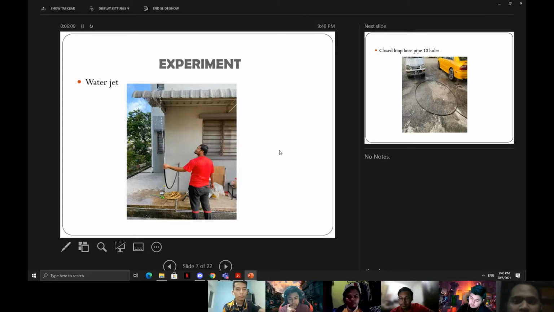For the first experiment, the water jet, we only measure the flow rate and the pressure of the water by closing a little bit at the end of the hose, letting the water spray upward, and then we measure the maximum height the water can reach.